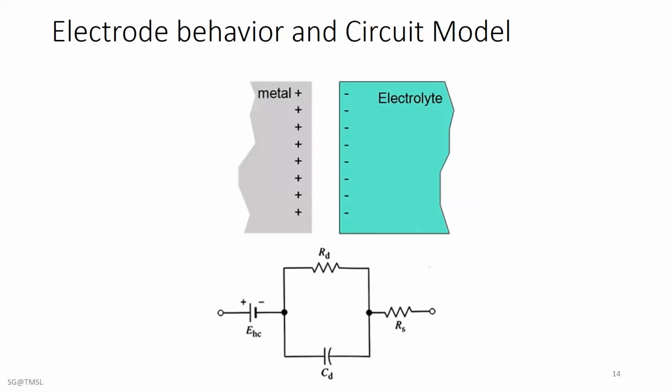Now the electrode behavior of the circuit model. So here, the left side is the metal portion, and this is the electrolyte portion. This is the electrode, and so there is an interface. If it is converted into an equivalent circuit, this is the circuit.